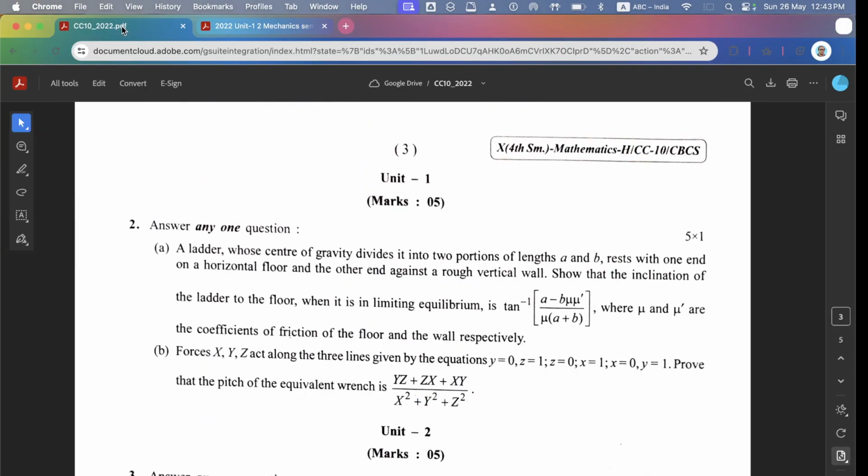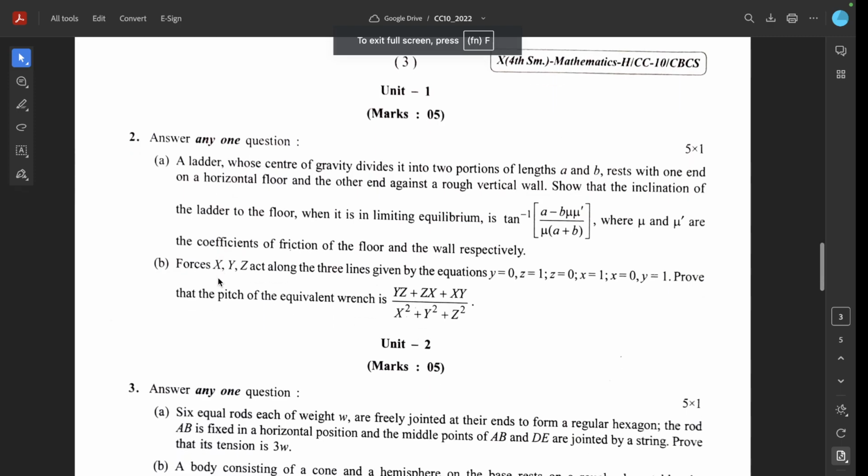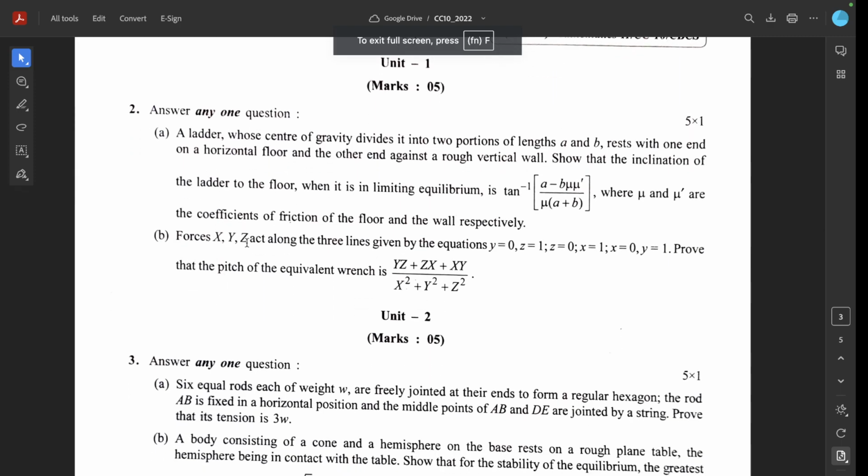Next question, 2b. Forces X, Y, Z act along the three lines given by the equations y equal to 0, z equal to 1; z equal to 0, x equal to 1; x equal to 0, y equal to 1. Prove that the pitch of the equivalent wrench equals this.